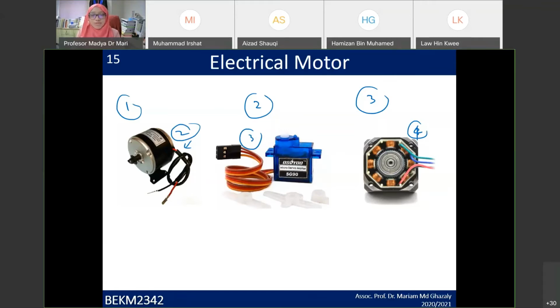The first one is a DC motor. Alright, second one? Servo motor. Third one? Stepper motor. I believe those who can answer have gone through the slides. Okay, so there is a tip.